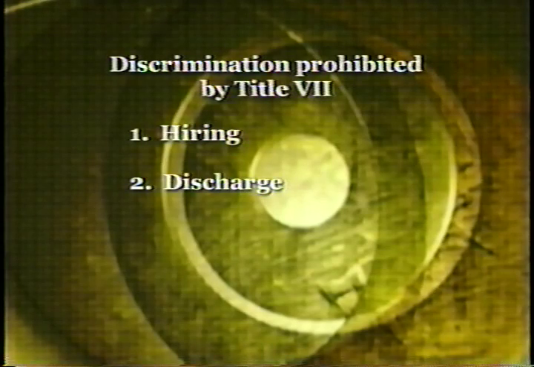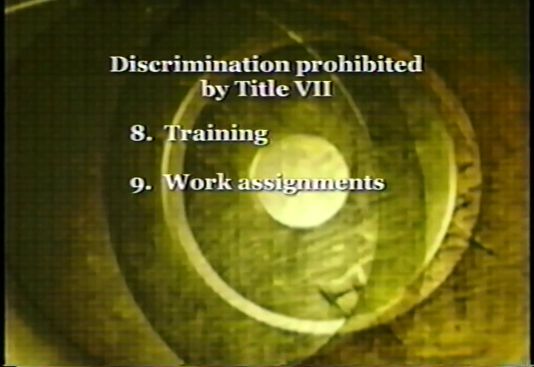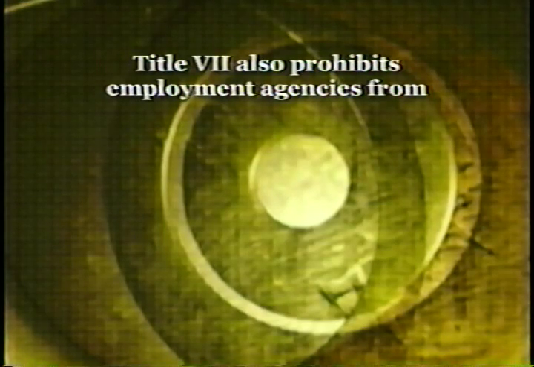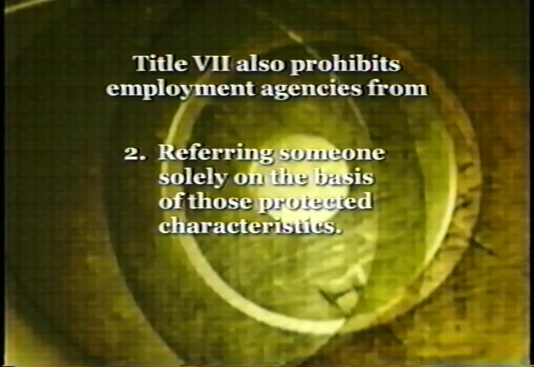As we said when we began, the scope of Title VII is very broad when it comes to the grounds for discrimination, but it is also very broad concerning the kinds of behavior that are regulated. Employers are prohibited from discriminating in hiring and discharge with respect to compensation, terms, conditions, privileges of employment, promotions, tests, and other selection criteria, employee benefits, training, and work assignments. Employment agencies are also prohibited from failing or refusing to refer someone for employment based on a protected characteristic, or for that matter, referring somebody for employment based solely on one of the characteristics.